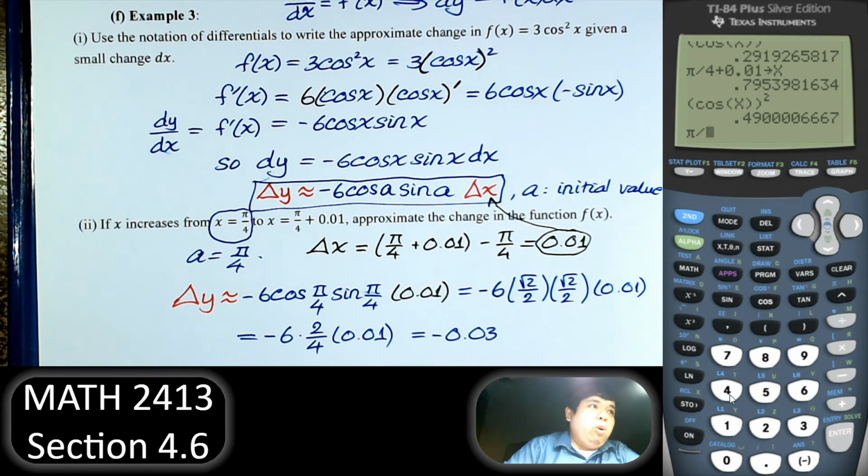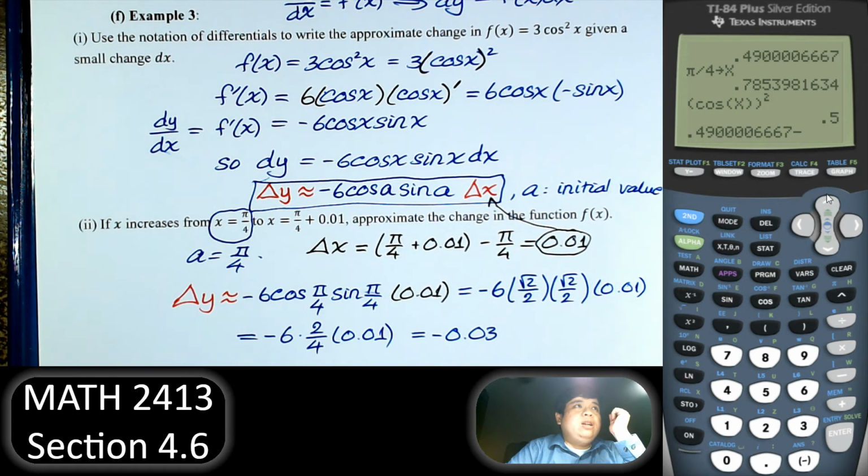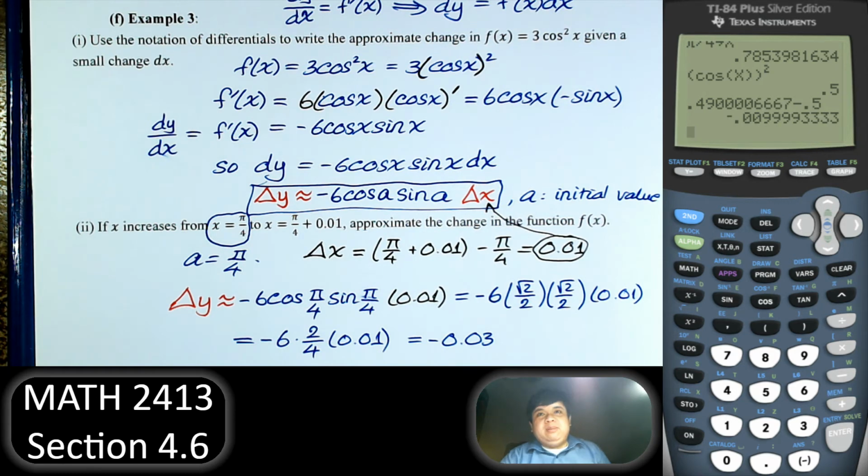Now pi divided by 4, store into x and evaluate this. So when x changes from pi over 4 to pi over 4 plus 0.01, the y values will change from this much, subtract this much. So that's what we have. Of course, the approximation of the change is going to be close to that. It's not going to be exact, obviously. That's what approximate means, right?